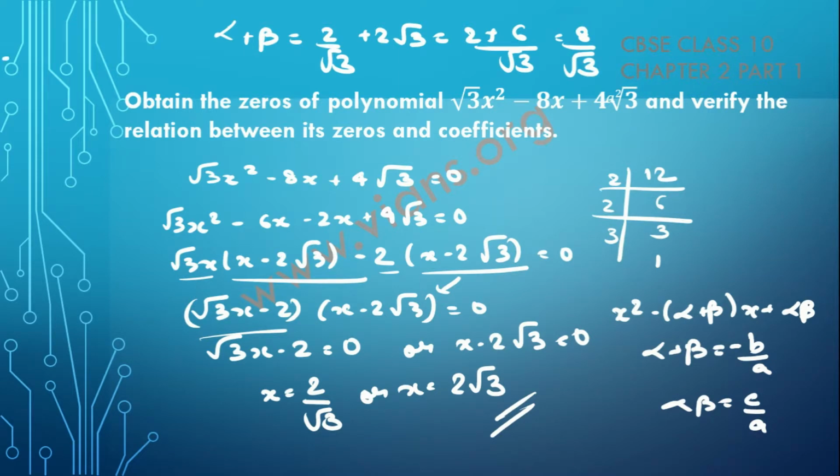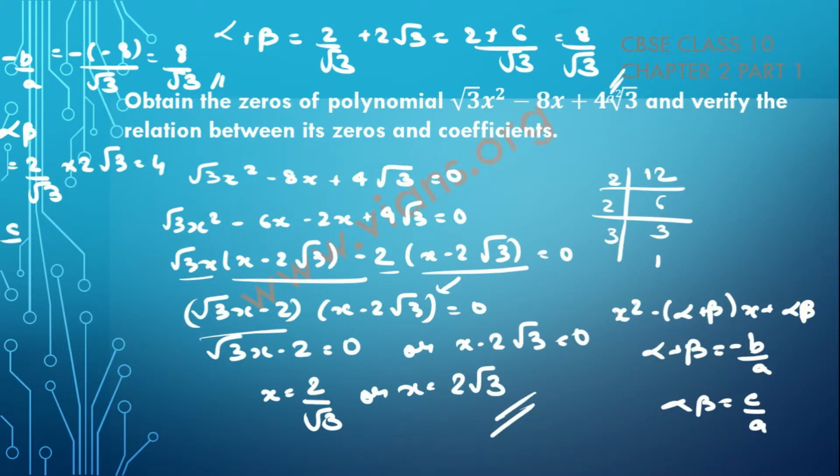Alright. And what is minus b by a? Minus b by a is nothing but minus of minus 8 divided by root 3. That's just 8 by root 3. Alright. So if you see this particular number and this particular number are exactly the same, so that can be proved. Similarly, alpha beta is equal to 2 by root 3 into 2 root 3. That's nothing but 4. C by a is also equal to nothing but 4 root 3 by root 3. So that's also nothing but 4.